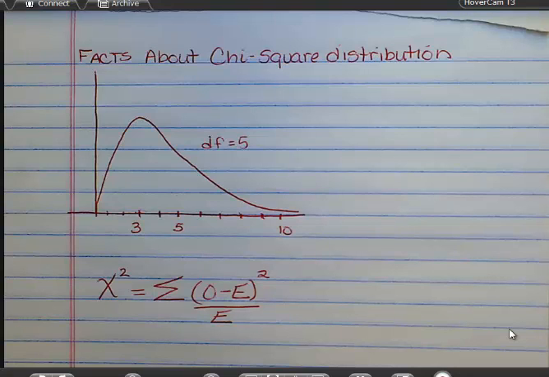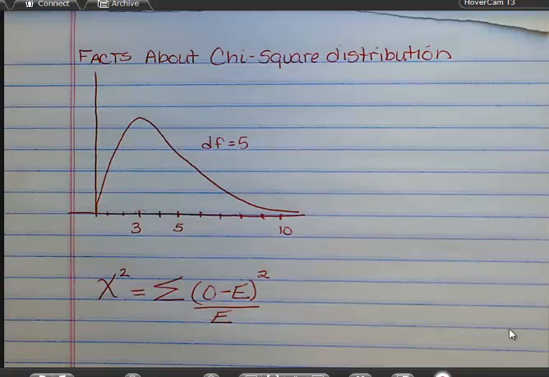Hello AP Stats. We are in Chapter 11, Section 1, talking about chi-square distributions and chi-square goodness of fit tests. Here I wanted to kind of review a couple things we talked about in class about the chi-square distribution specifically. Be sure you write these things down.